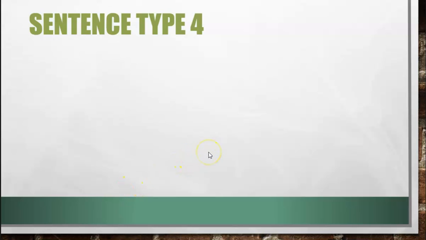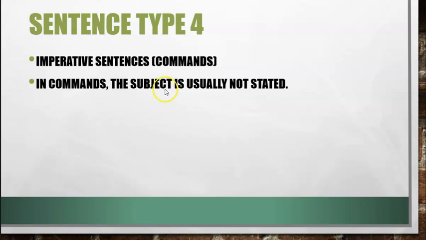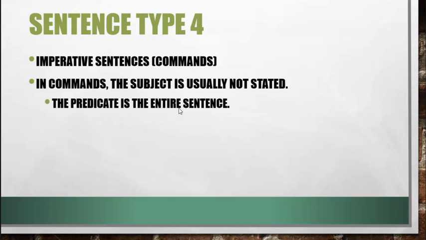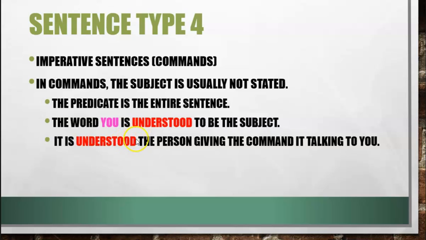Our last sentence type that we're going to look at are imperative sentences, the commands. In commands, the subject is usually not stated. The predicate is the entire sentence. So why is it a complete sentence? Because the subject is you and it's understood to be the subject. We understand the person giving the command is talking to you, so we don't need to say it. It's understood. So you is still the subject of the sentence. It's just not written into the sentence.